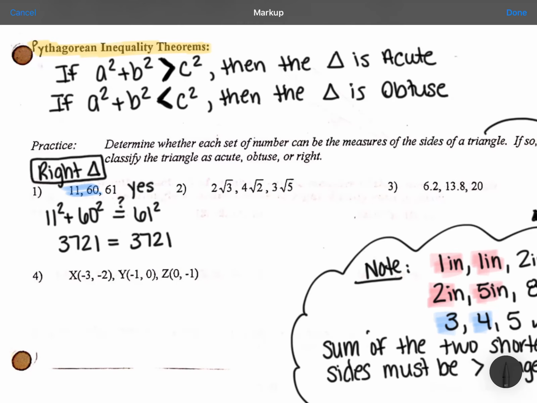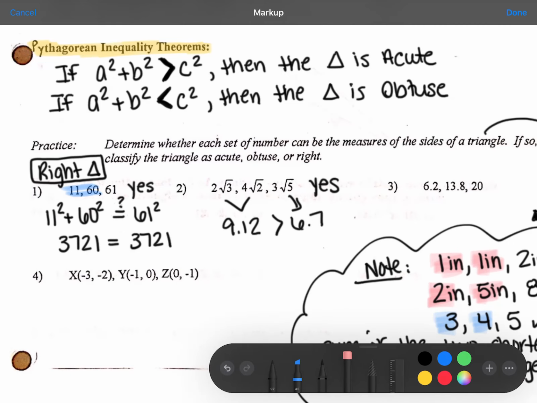So after you have determined it can be a triangle, you have to tell us what kind of triangle it is. All right, so number 2, if the radicals kind of scare you a little bit, you can put them in the calculator and see what their decimals are when you're trying to determine if they are triangles. So I've got my 2 radical 3 plus my 4 radical 2, and I got 9.12. So the question is, is that greater than the 3 radical 5? 3 radical 5 is 6.7. Because that's greater than, this is a triangle.